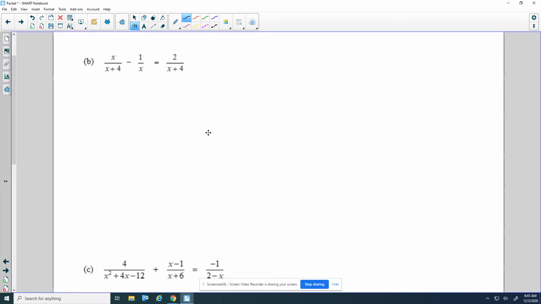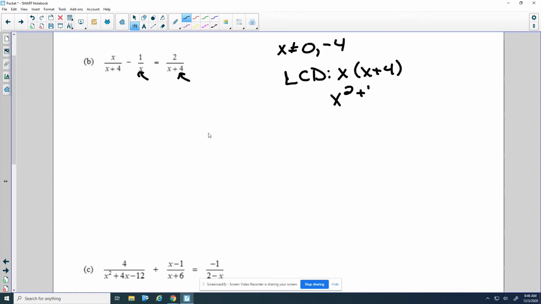So here, first off, hopefully you paused it and tried it yourself. We can't have 0 or negative 4 because of my two denominators. My LCD is x times x plus 4, which when multiplied out is x squared plus 4x. So we're now going to multiply by what's missing on each fraction.